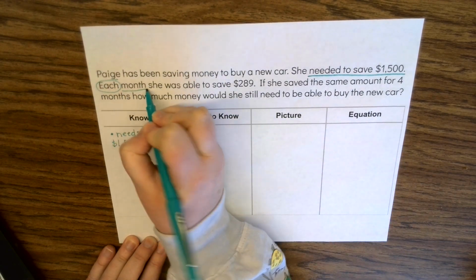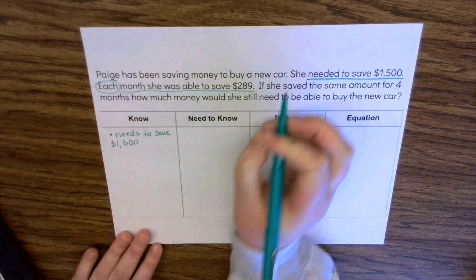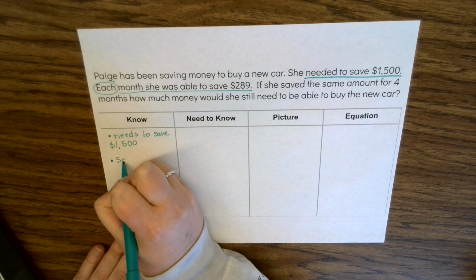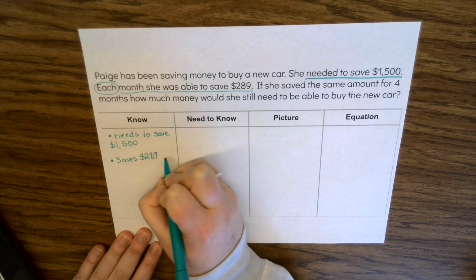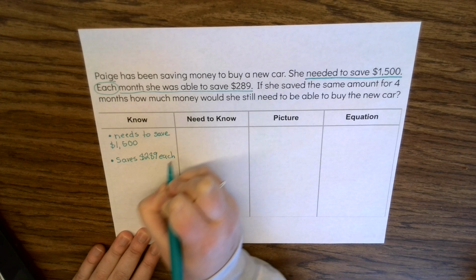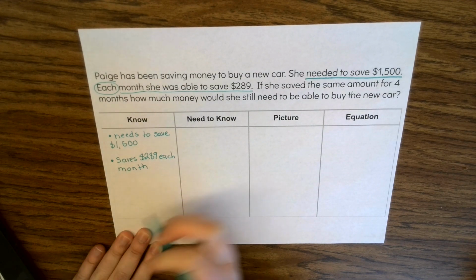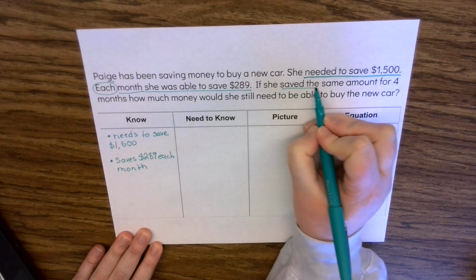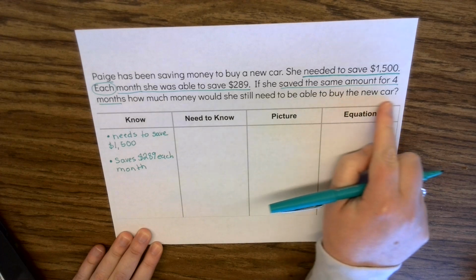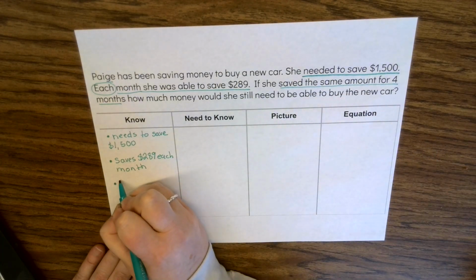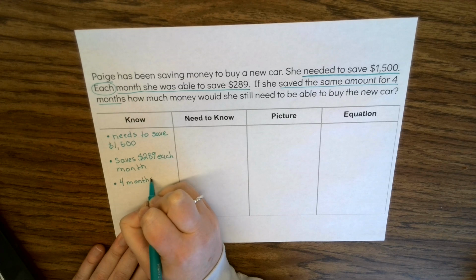Each month, she was able to save $289. So she saves $289 each month. And then it says if she saved the same amount for 4 months, how much money would she still need to buy the car? So far, she has saved for 4 months.